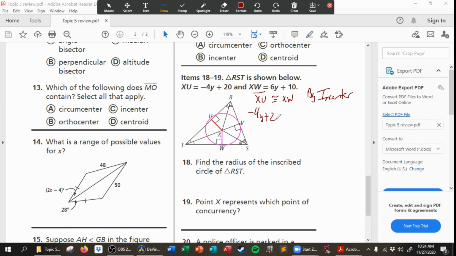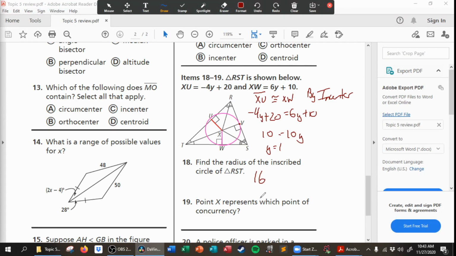Negative 4y plus 20 is equal to 6y plus 10. Here, I'm going to add 4y to both sides. I'm going to get 10y. And here, I'm going to subtract 10. So I'm going to get y equals 1. And then I can plug this into either one of these.